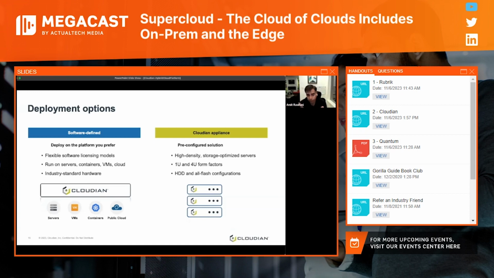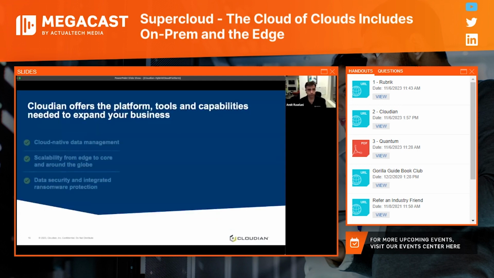We prefer, so Cloudian has their own appliances which are pre-configured, whether it's a high-density hard disk-based appliance, or a flash-based, high-performance storage appliance. You have it all from Cloudian, right?